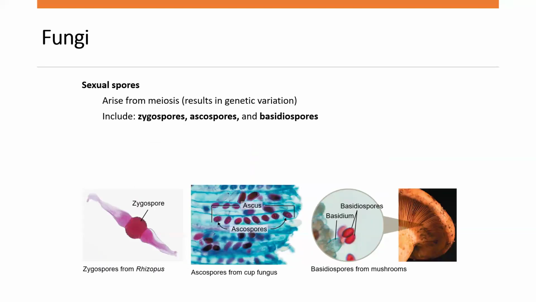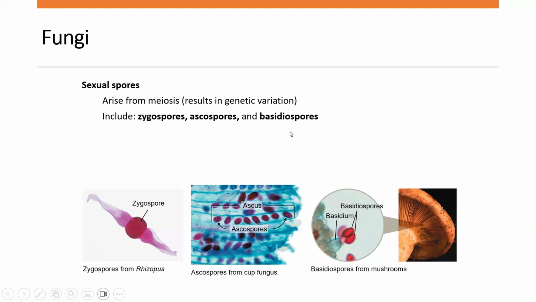Now, on the other hand, you have your sexual spores, and the sexual spores are produced during meiosis. And since they're produced in meiosis, they are going to have genetic variation. And you've got a couple of different types of sexually produced spores, including your zygospores, ascospores, and basidiospores.